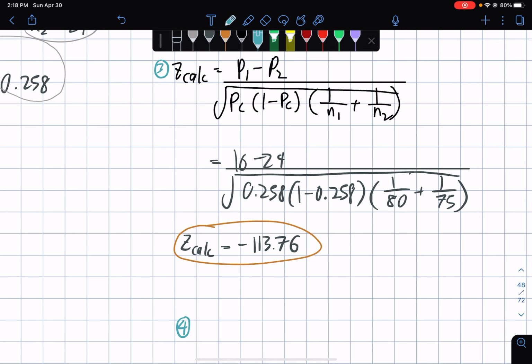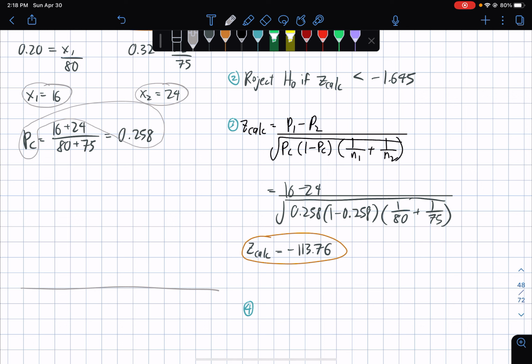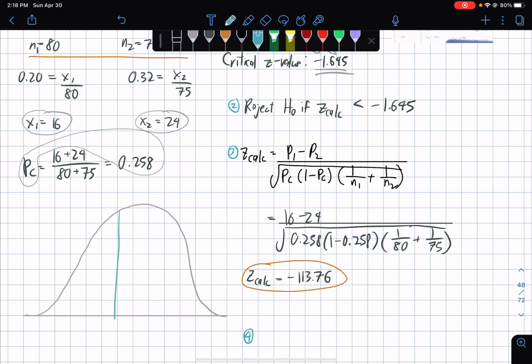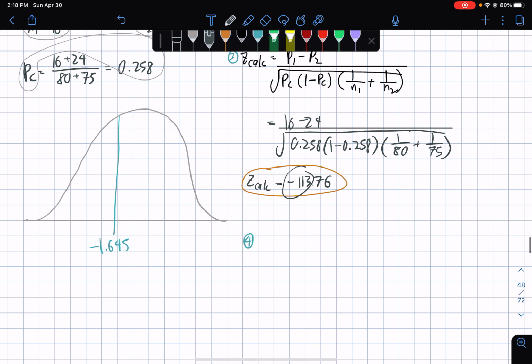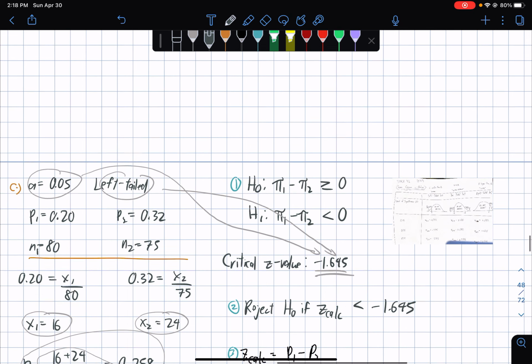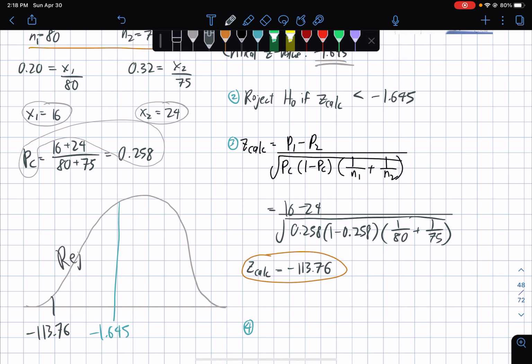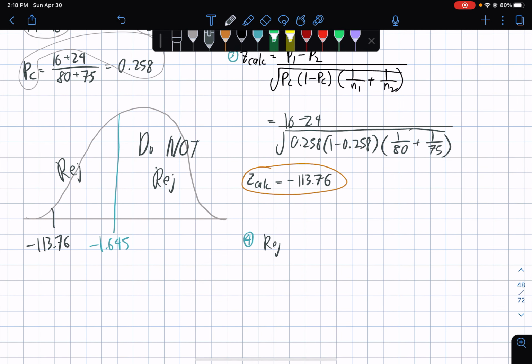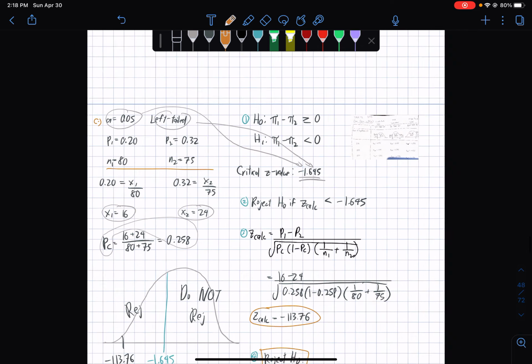What's our ruling for step 4? Let's find out. Visualize again. We have negative 1.645, and, damn, this number is so far. This is negative 113.76, and this is a left-tailed test, so this region is reject. This region is do not reject. So we reject H0, I suppose. I really wonder if I got this correctly. Letter C.